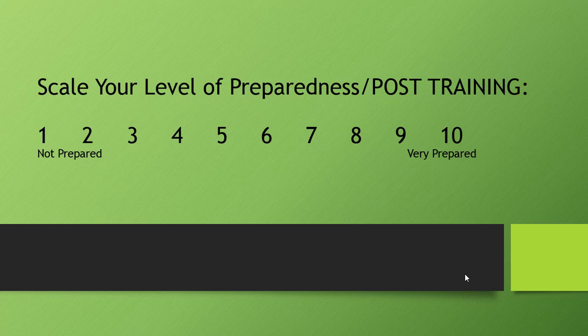At this point, we'd like you to scale your level of preparedness now that we are at the end of our training. 1, once again, being not prepared, and 10 being very prepared.